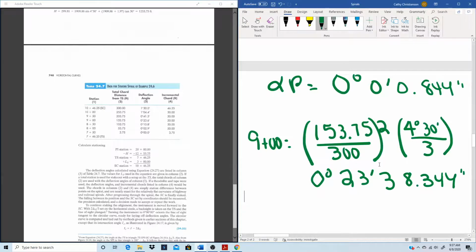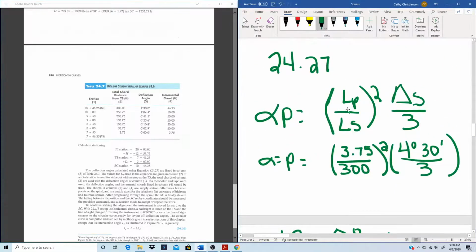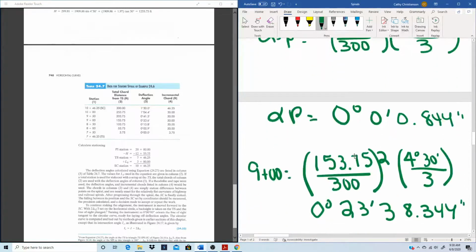All you're going to do is sub out for this formula. You're just going to sub out what the Lp is: Lp divided by Ls, squared, times theta S over 3. And then that'll give you your deflection angles.